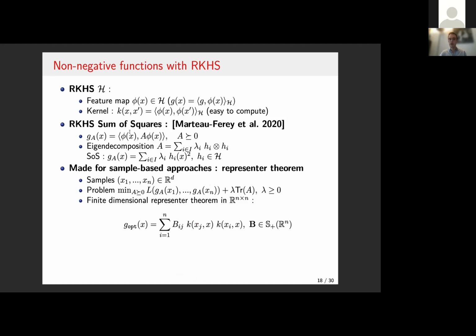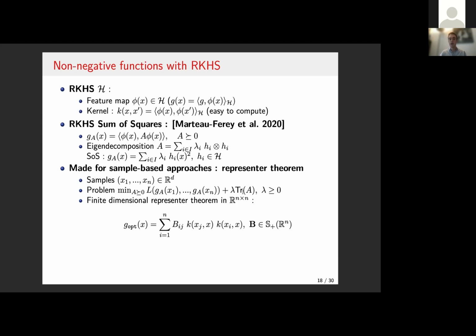Quite conveniently, we also have a representer theorem. So if we want to learn a problem that's based on samples, we want to minimize a function over non-negative functions in this RKHS that are written as a sum of squares. And if we regularize the trace of A, which you can see is equal to the nuclear norm because A is constrained to be positive.